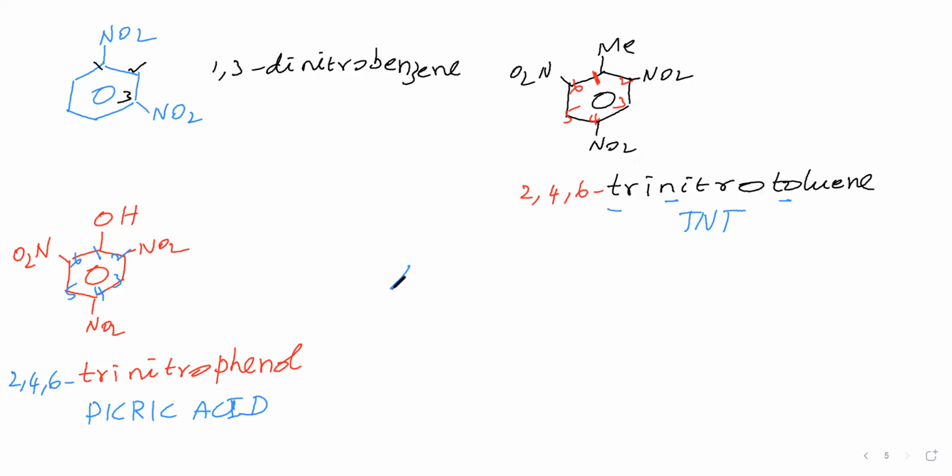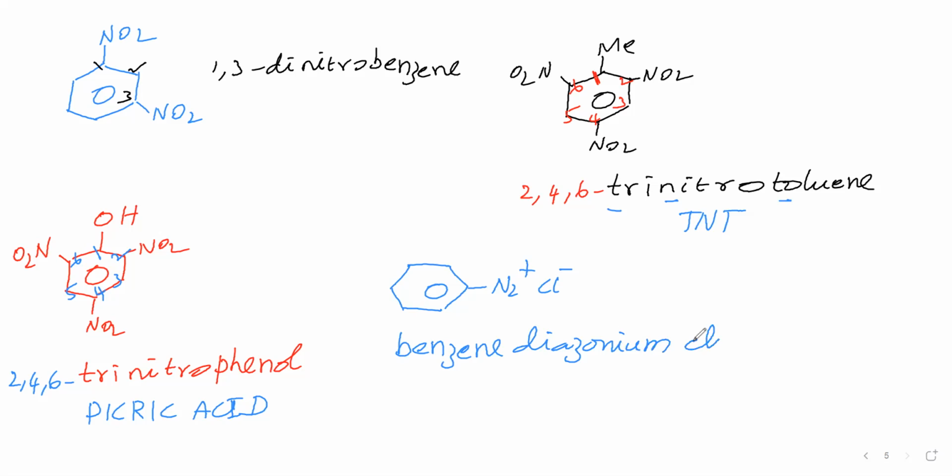Next compound, we will take C6H5 N2+ Cl-. This part you say as benzene. This part you have to say as diazonium, and the Cl- you have to say as chloride. So, benzene diazonium chloride.